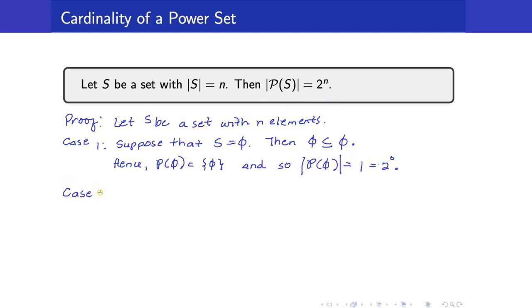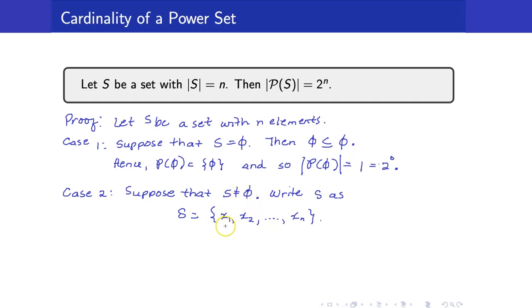Of course, for our second case, suppose that S is non-empty. Write S as x1, x2, up to xn. So take note that this is really important. The fact that S is not equal to the empty set, so that we can write it in this way. We cannot write S in this way if S is the empty set. To get the cardinality of the power set of S, what we want to do is to get all possible subsets of S. We get B, an arbitrary subset of S. That is, B is an element of the power set of S. We want to know how many such Bs are there.